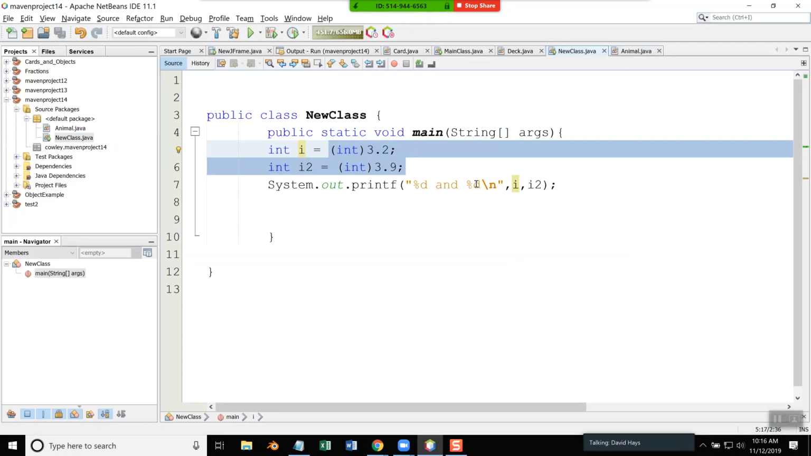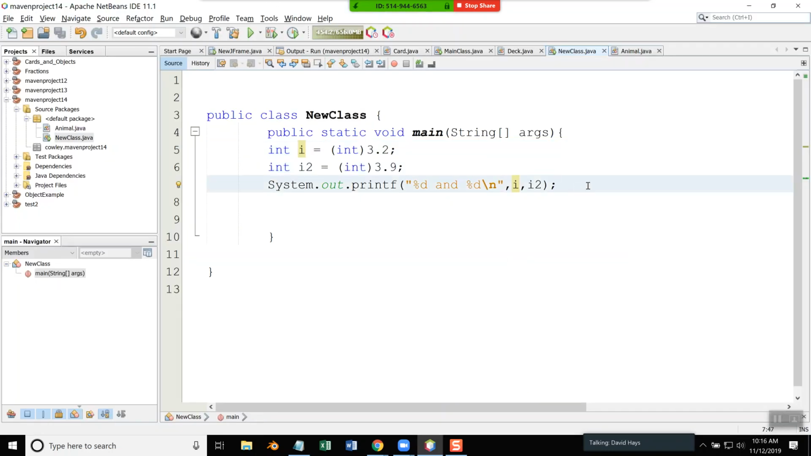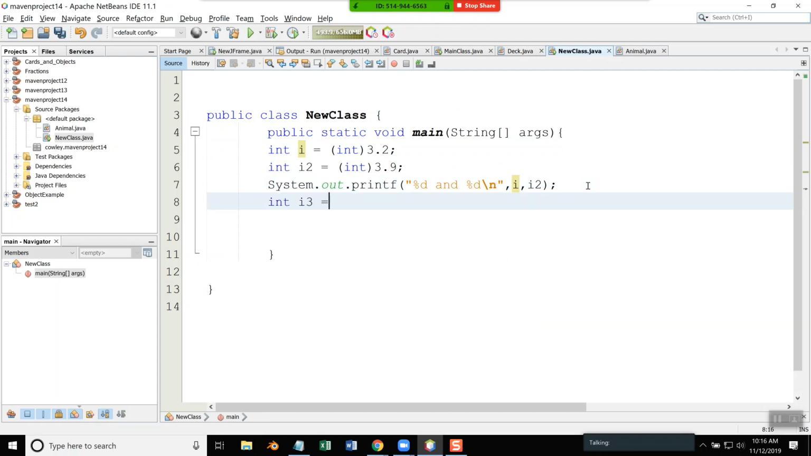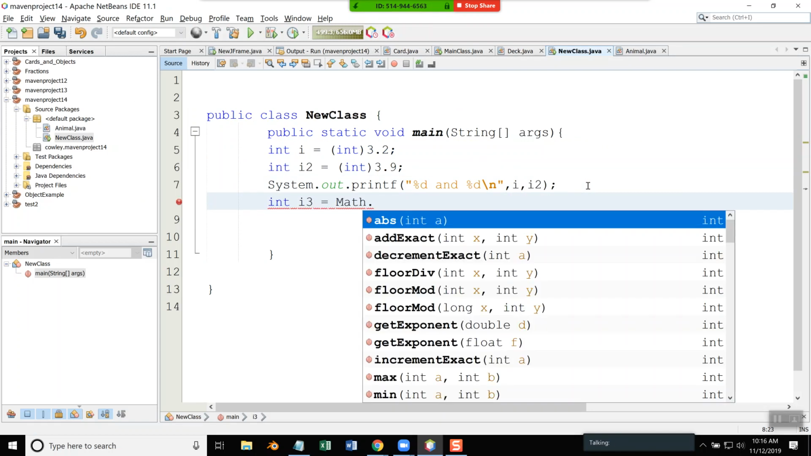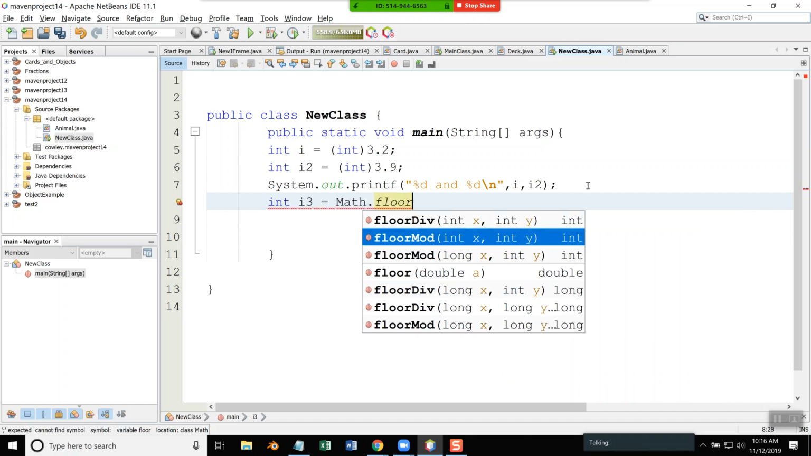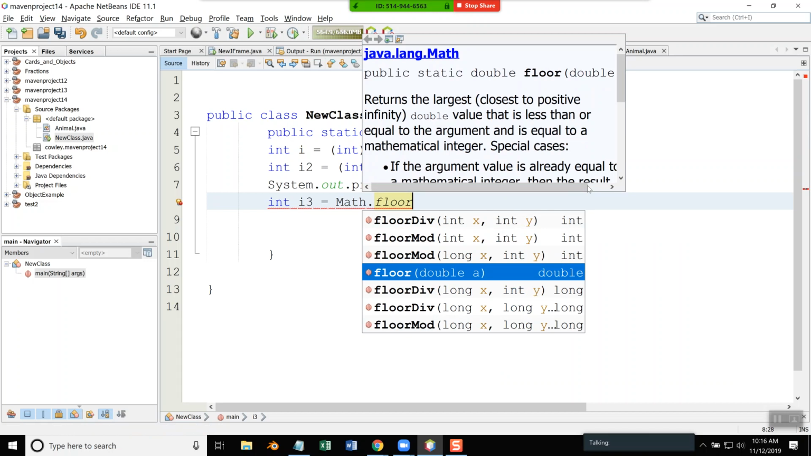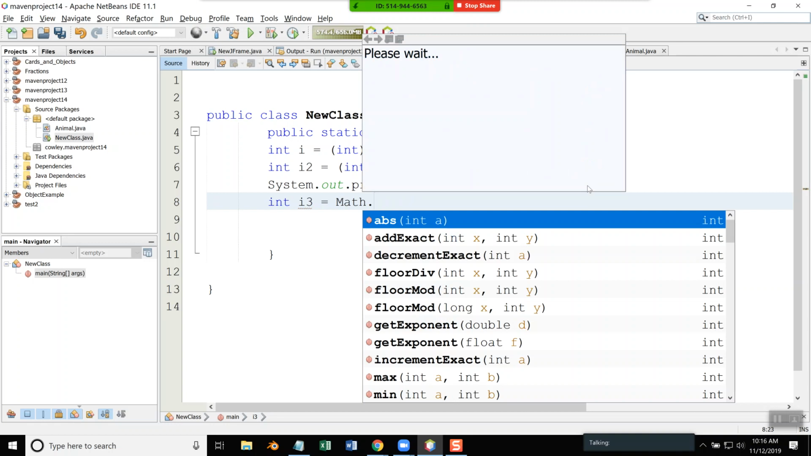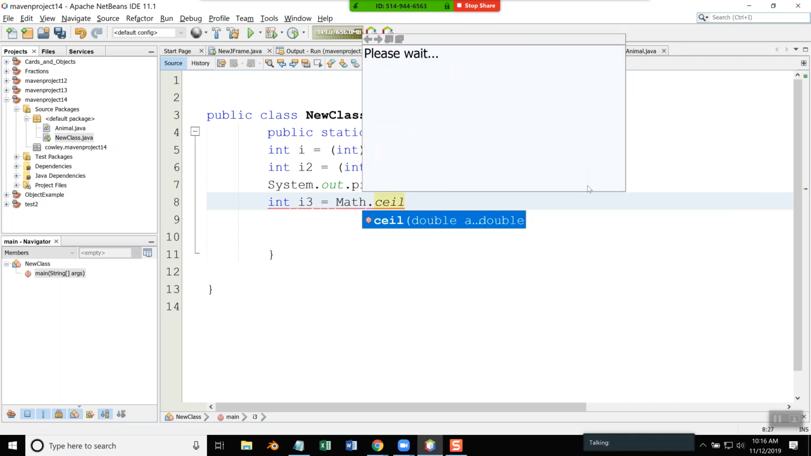And there's some kind of math function for that. I don't remember what it is exactly. It's either floor or ceiling, I think. Returns the largest, closest to positive infinity, double value that is less than or equal to the argument. No, that kind of sounds like the truncate. How about ceiling? Might be neither one of those, because that probably returns a greater.